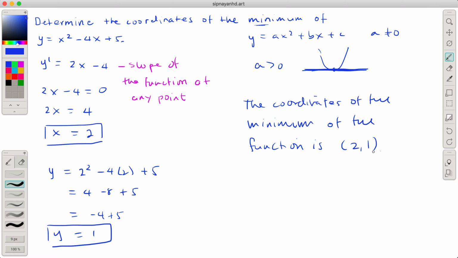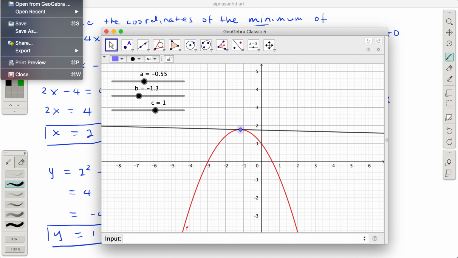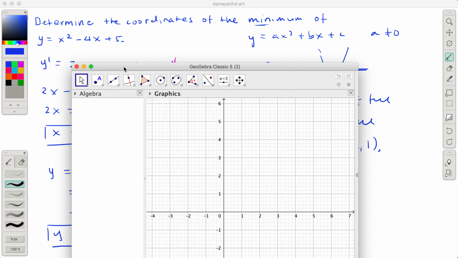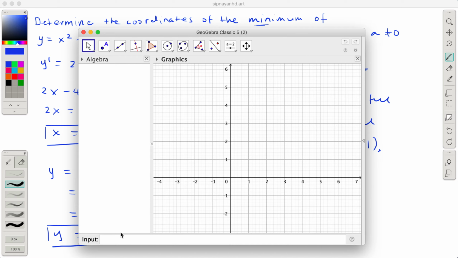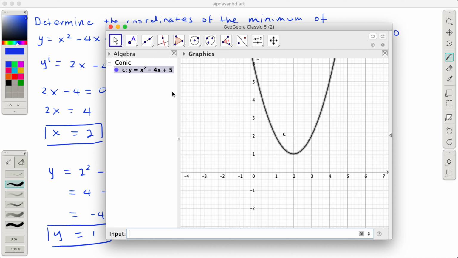So, paano natin i-verify if we are correct? Okay, so, tanggalin muna natin to. We create another window. So, ano yung function natin? Y equals x squared minus 4x plus 5. Tama ba? X squared minus 4x plus 5. Saan ang minimum point niyan? Ito, di ba? Part na to.